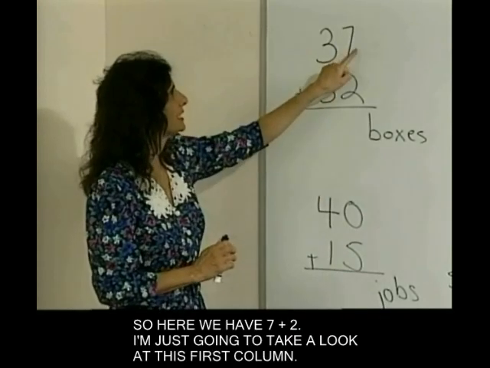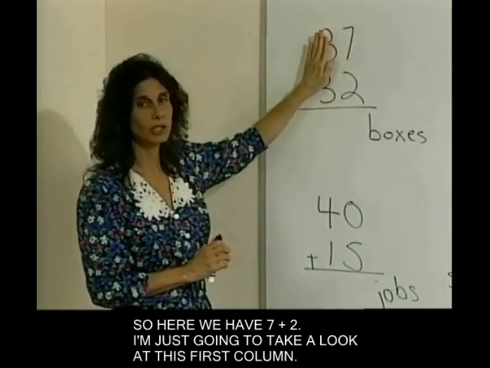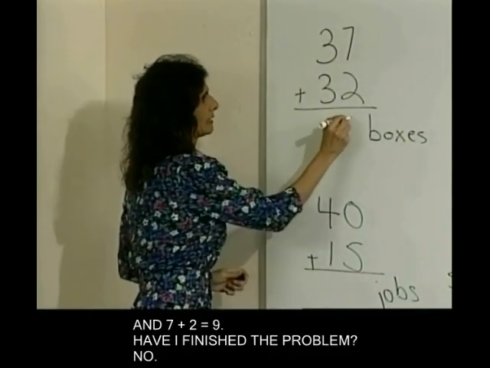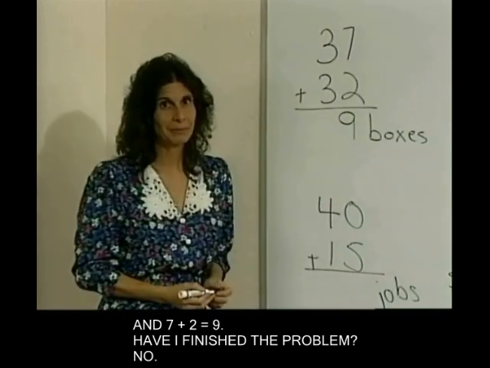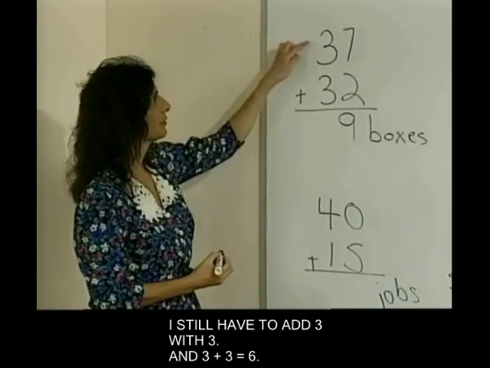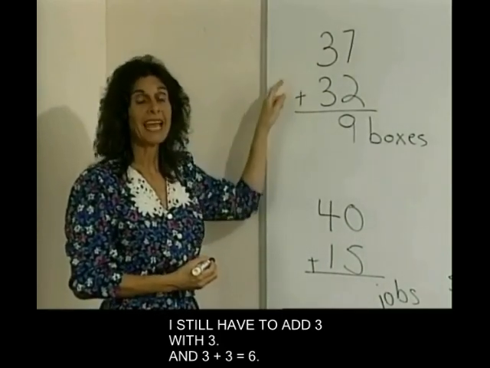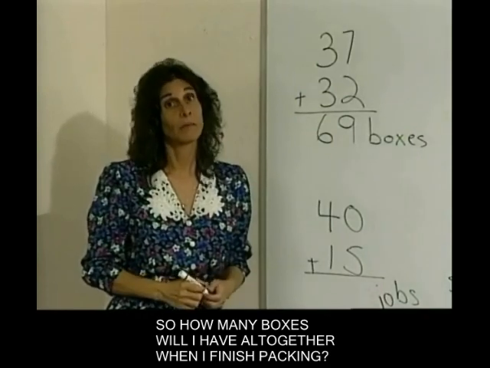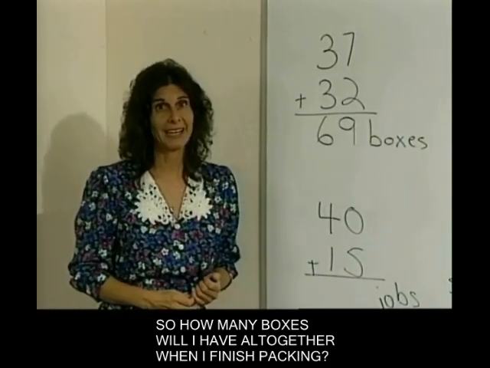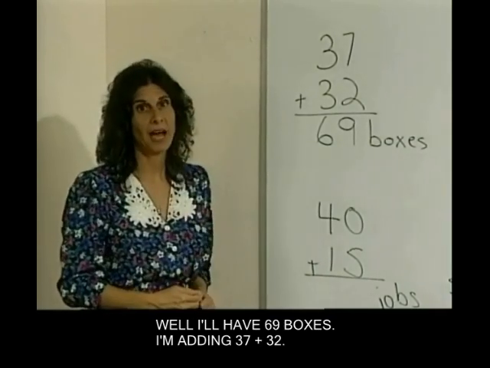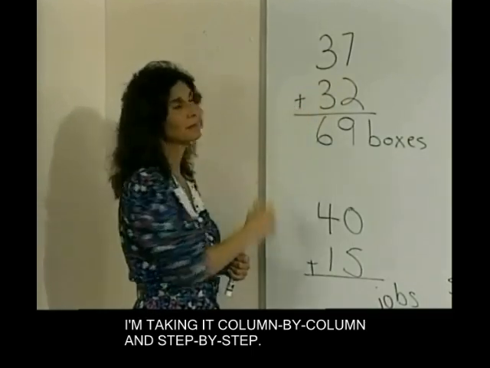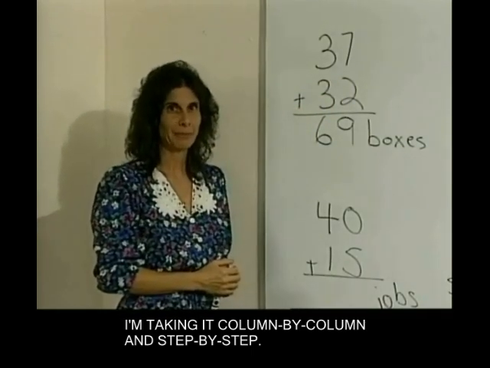So here we have 7 plus 2. I'm just going to take a look at this first column. And 7 plus 2 is 9. Am I finished the problem? No. I still have to add 3 and 3. And 3 and 3 is 6. So how many boxes will I have all together when I finish packing? Well, I'll have 69 boxes. I'm adding 37 plus 32.